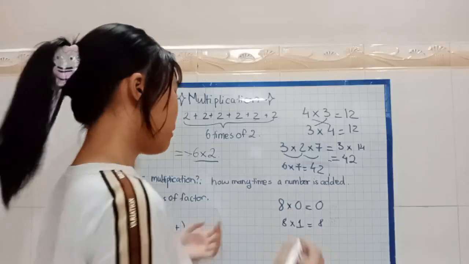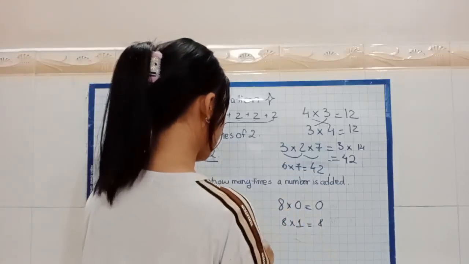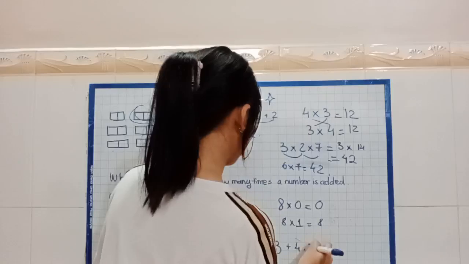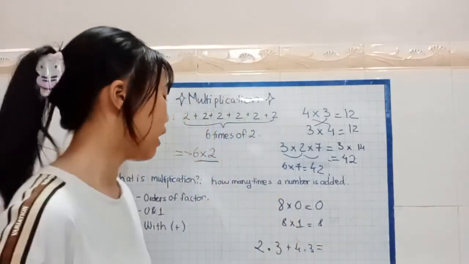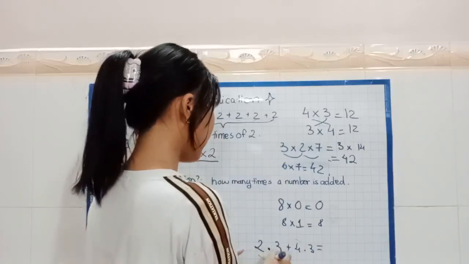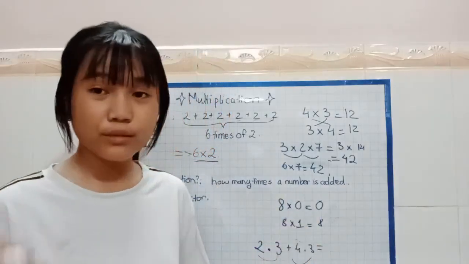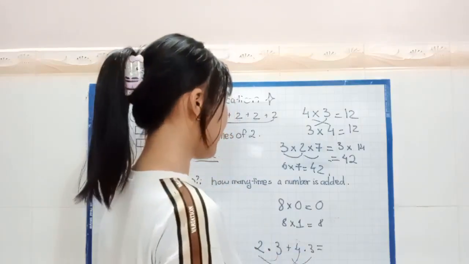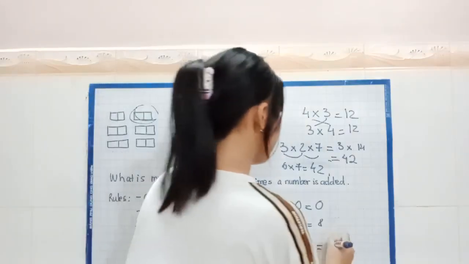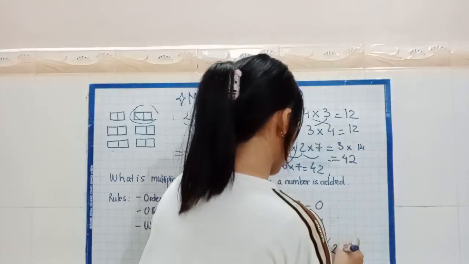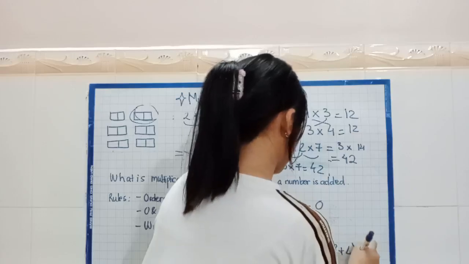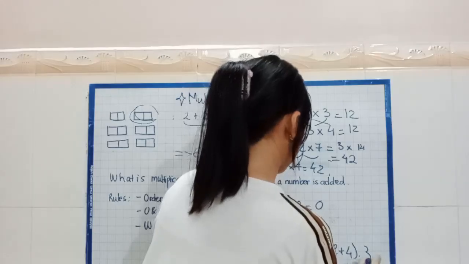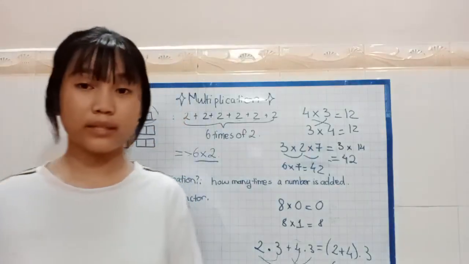And lastly, is a rule in addition that you could use a lot in lots of situations. Well, imagine if you have a problem like 2 times 3 plus 4 times 3. You could do it in a normal way, which is to multiply these first. Or you could use a way that's a lot faster, which is to group these two together. You will see that they are all multiplied by 3, right? So you will have 2 plus 4 times 3, which is 6 times 3 and is equal to 18. So really easy, right?